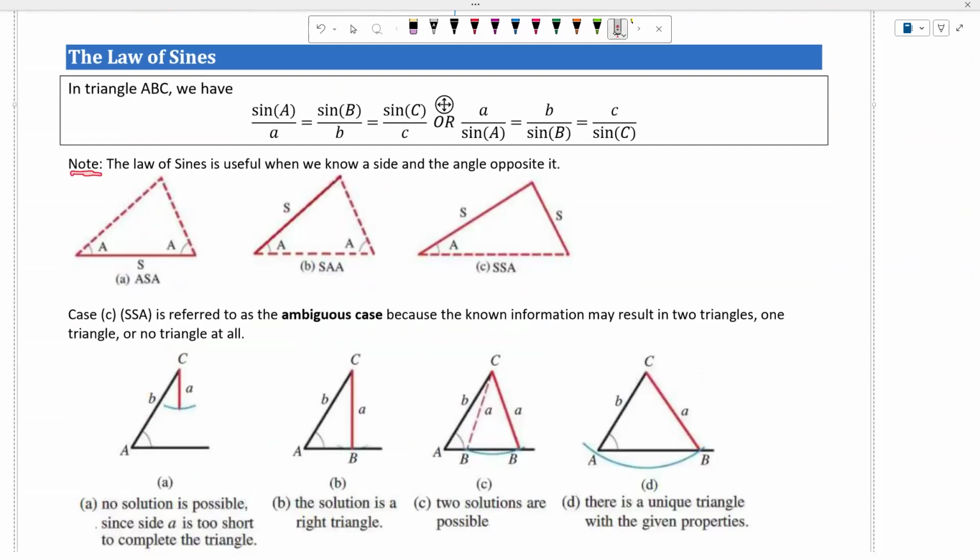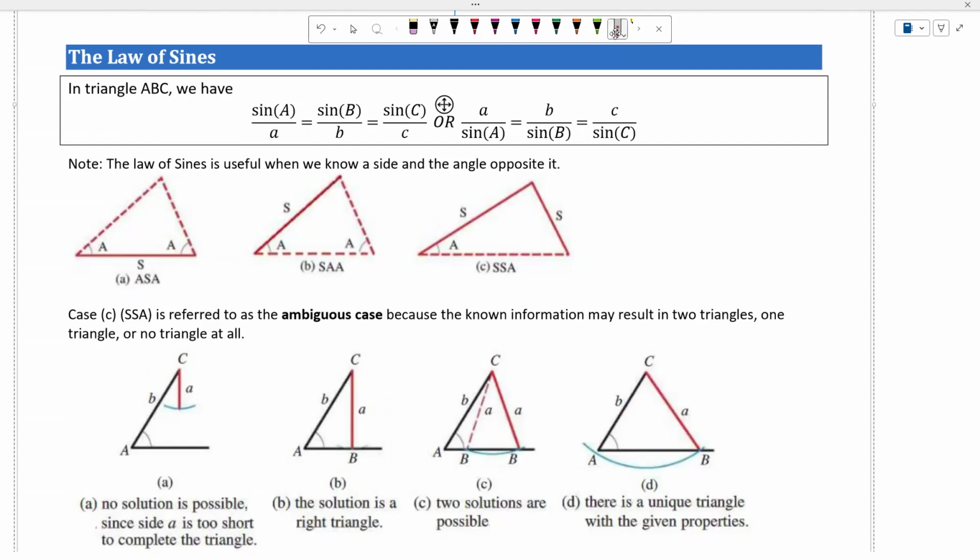Note, the law of sines is useful when we know a side and the angle opposite it. The reason is we could set up the ratio, and then use this ratio to help us find the missing measurement. So in this case, you will see that we could use the law of sines to solve the triangle with AAS.